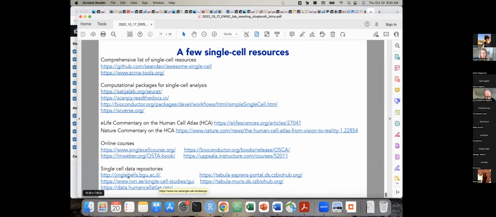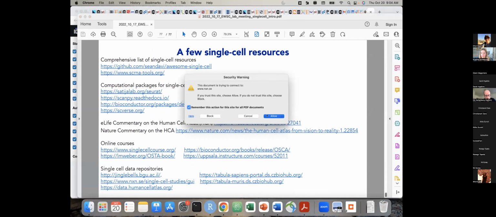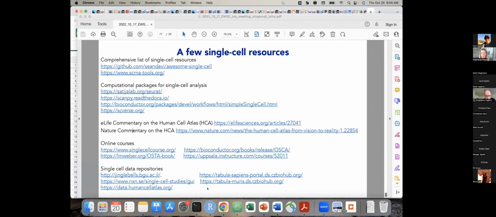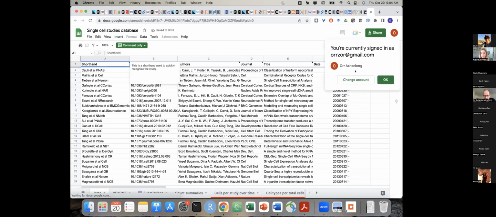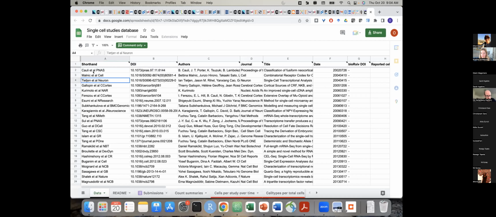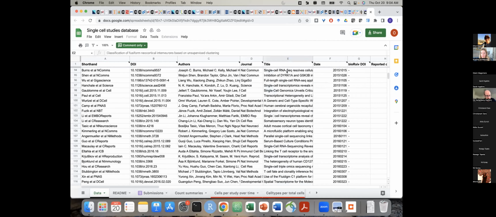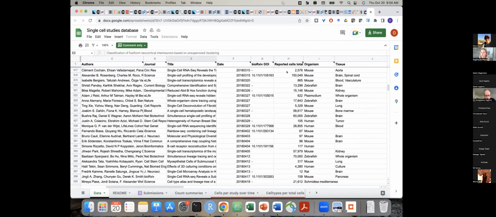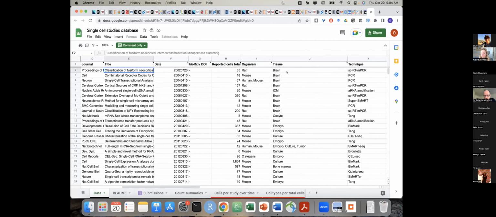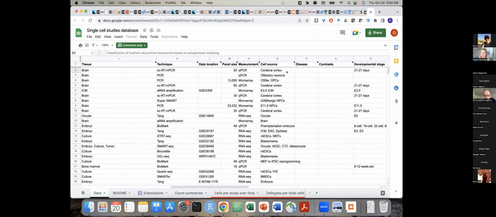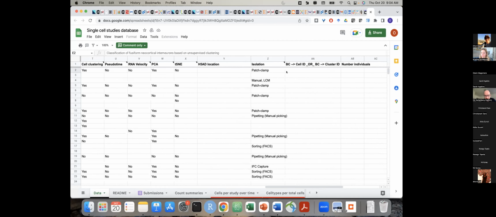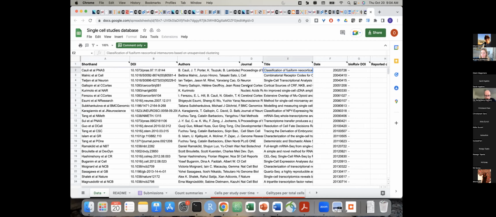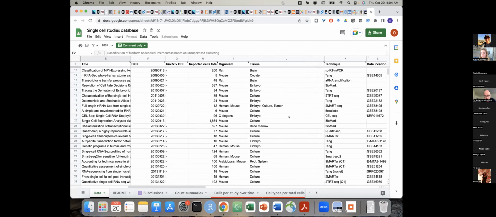And I like this other one here from Sweden. This is interesting. It's sort of a crowdsourced listing of single cell data sets. This is basically a list of single cell papers that are out there, and then information about the data sets, when they were collected, tissue, technique, and so forth, lots and lots of metadata.